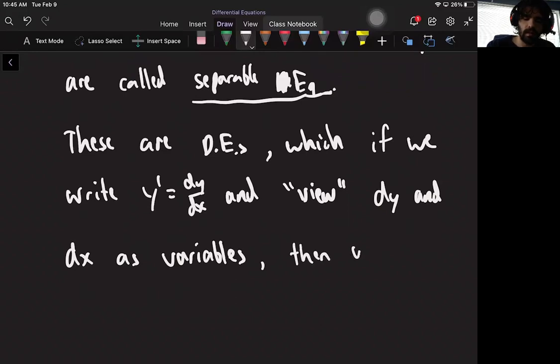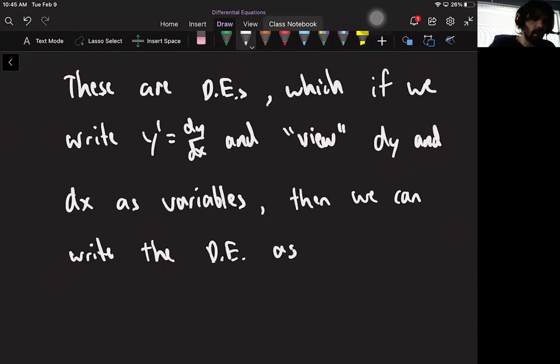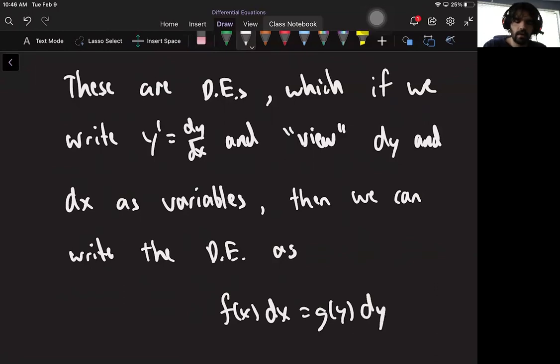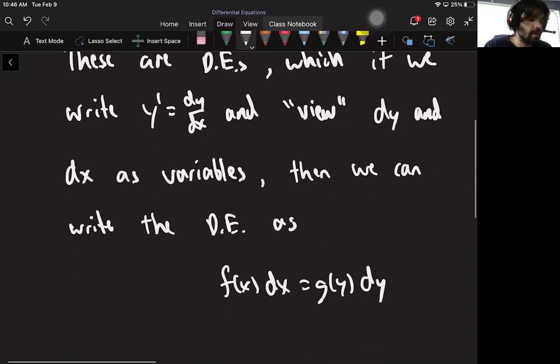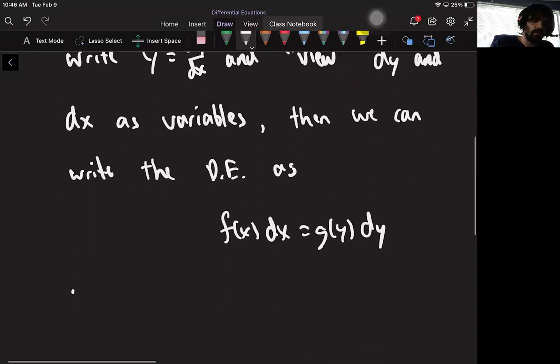Then if you do that, we can write the differential equation in this other form. We could write it as a function of x dx equals a function of y dy. But what this is really saying, well, it's in the name, it's saying that we can separate algebraically the variables.